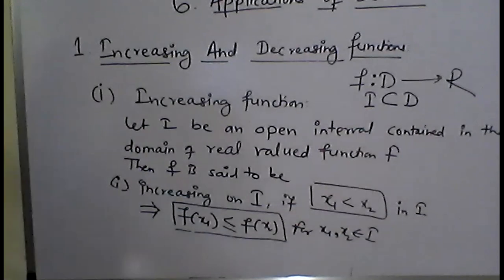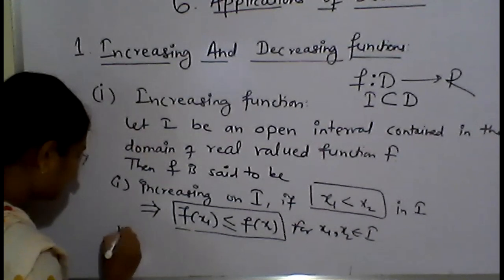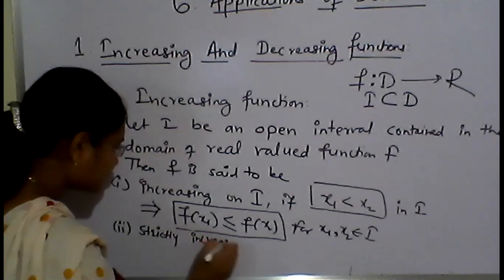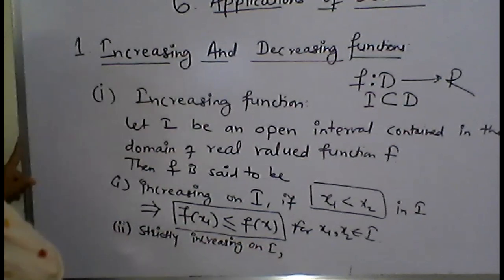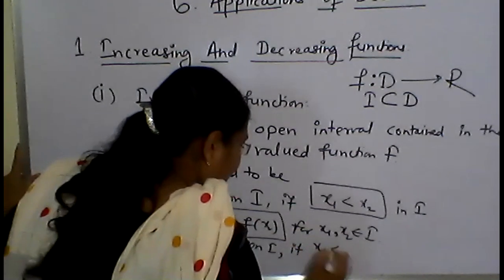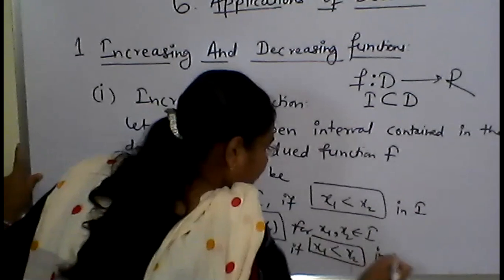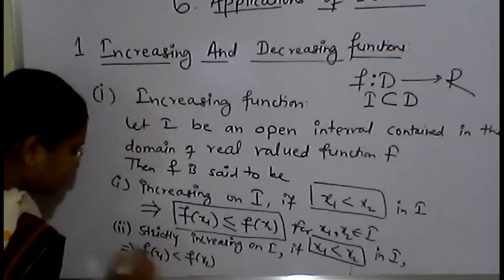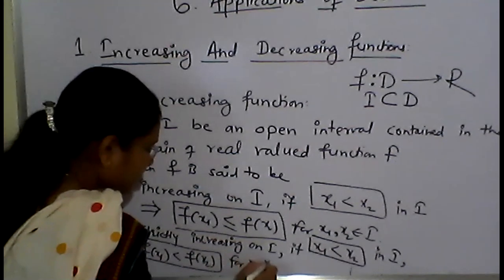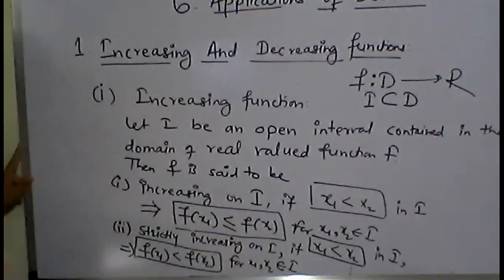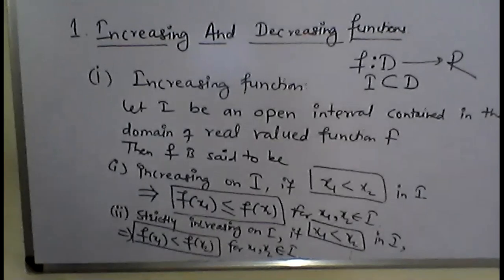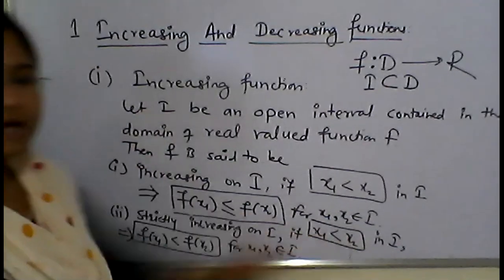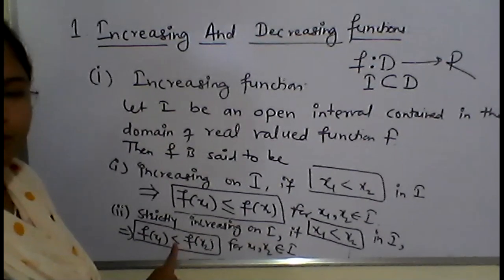Second is strictly increasing on I. The function is strictly increasing on I if x1 less than x2 in I implies f of x1 is strictly less than f of x2, where x1, x2 belong to I. So the function is said to be strictly increasing on interval I if, for x1 less than x2 in I, f of x1 is strictly less than f of x2.